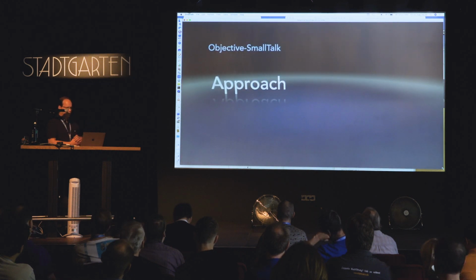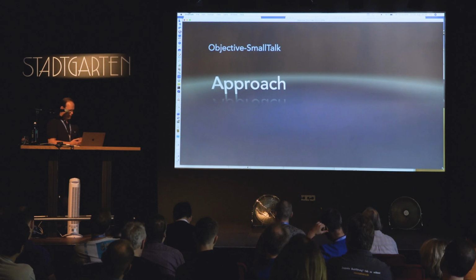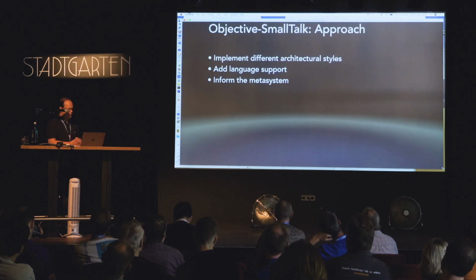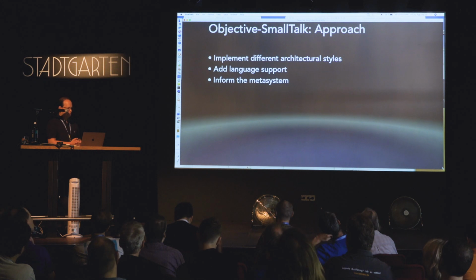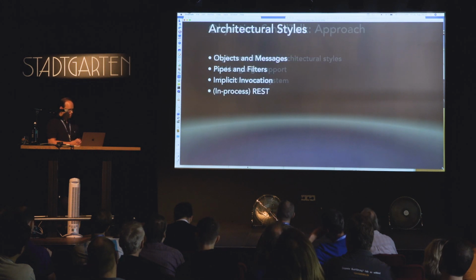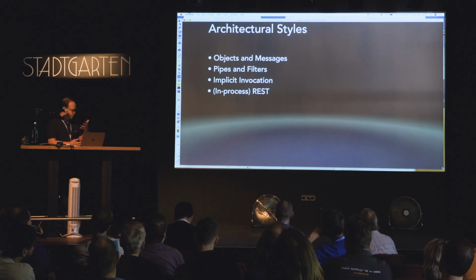So that's, of course, very far away from what we have, and so then we need some kind of approach to get there. And the approach is essentially to implement different architectural styles without language support, because we don't know what the language is supposed to be like yet. Then add the language support, and then see how we can generalize that into a metasystem. And so some of the architectural styles that are very interesting, that exist and also are very successful.